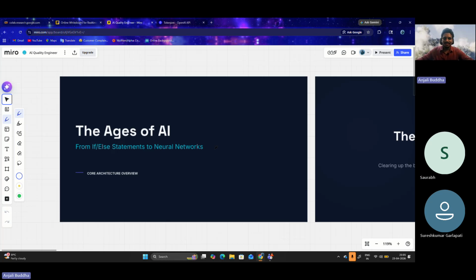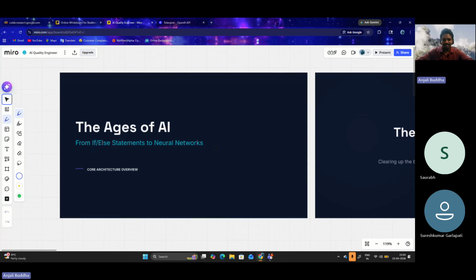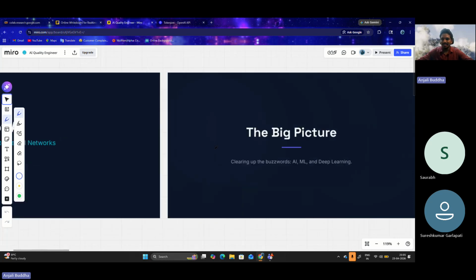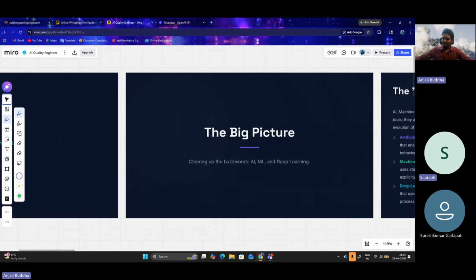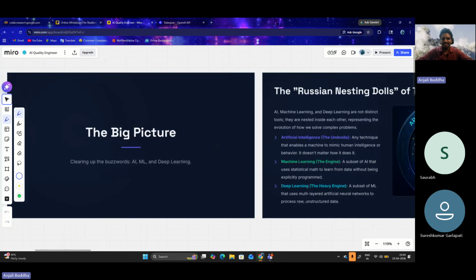So yesterday we were speaking of the timeline, the ages of AI, basically starting from the 1960s to the 1990s. First of all, considering the basics, artificial intelligence, when said, is more of an umbrella term. Let's say AI is the whole umbrella term within which machine learning is a subset.